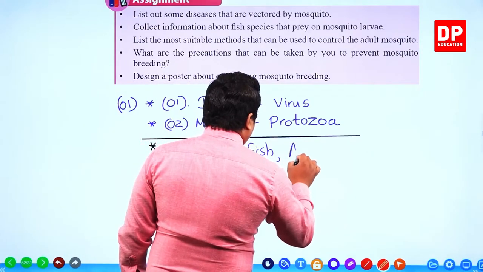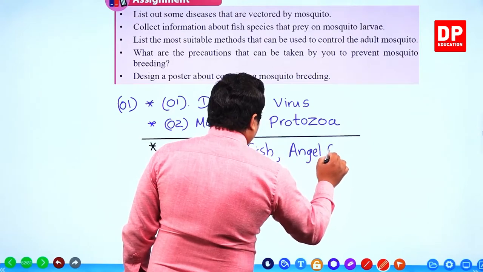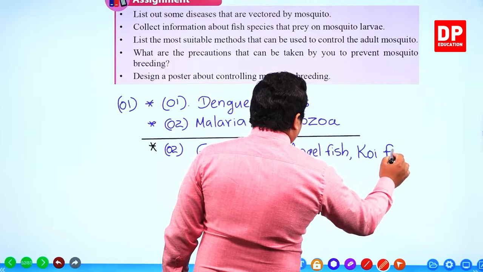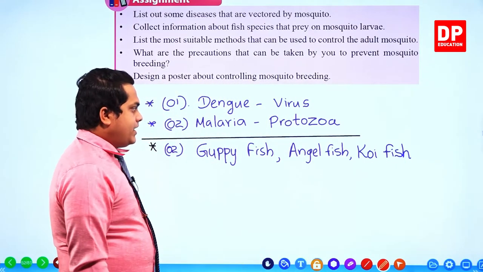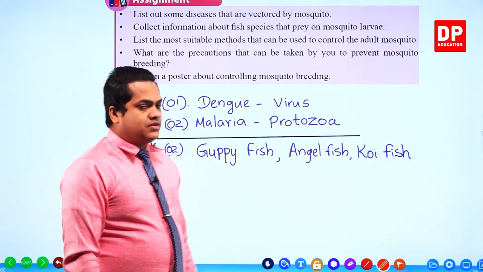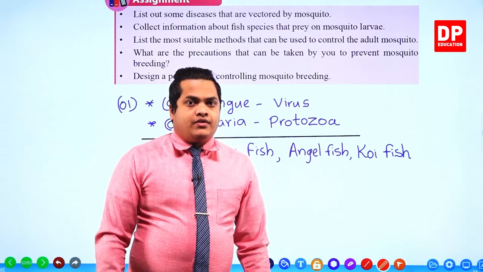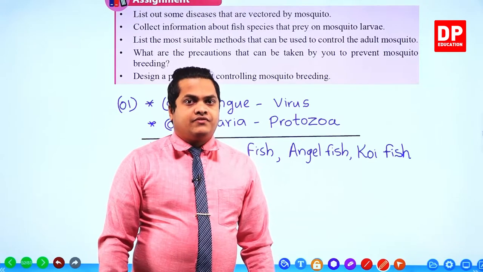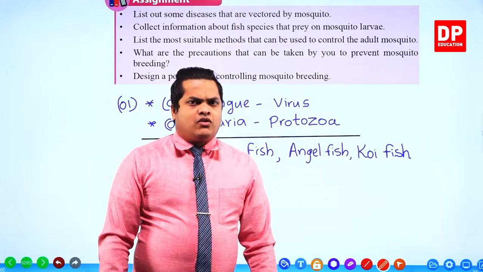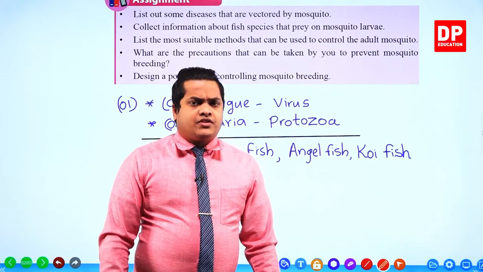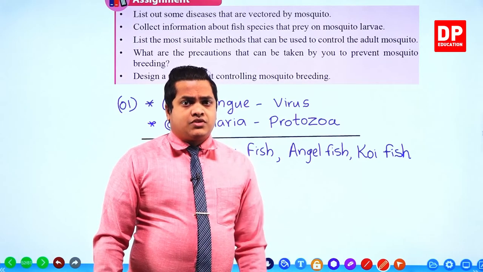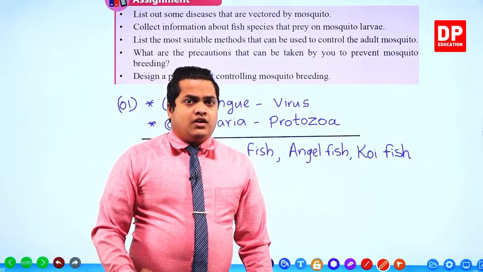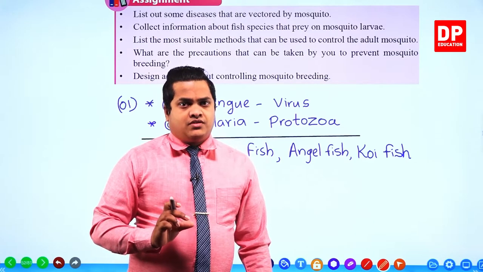Second one, guppy fish, angel fish. Then koi fish are some examples. Small koi fish, angel fish, guppy fish are some examples for the fish types that are going to feed on mosquito larva. Okay, they catch mosquito larva and take those larva as their food, especially guppy fish, angel fish, koi fish. Koi fish is somewhat larger, but however, smaller koi fish are also going to depend on those mosquito larva. Okay, when they are growing larger, then it's difficult to see. So therefore, it's wise to grow fish like guppy fish, smaller fish.